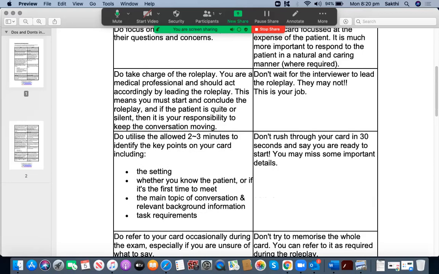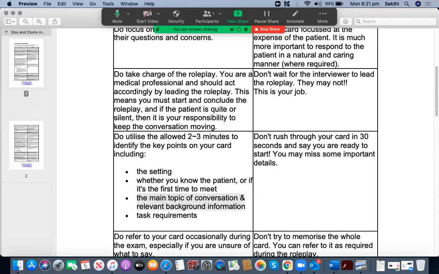Please utilize the allowed 2 to 3 minutes to identify the key points on your card. You have to understand a few things in this 2 to 3 minutes. All right, what are the things you have to be mindful about? You need to know where the conversation is going to be held. You need to know about the setting, and you need to know whether you know the patient or it is the first time to see the patient. It is also important whether the patient is a known case or an unknown case. And the third one is the main topic of the conversation and the relevant background information.